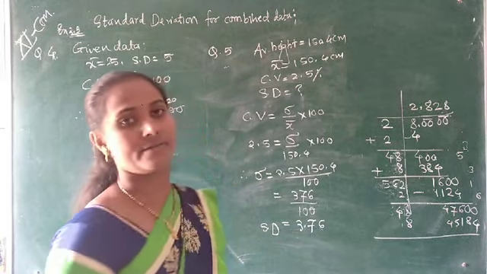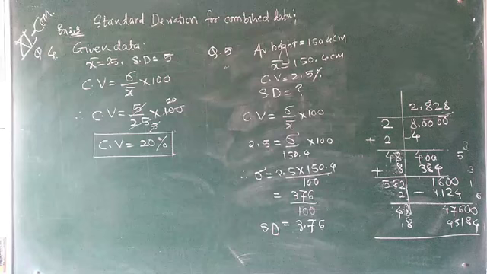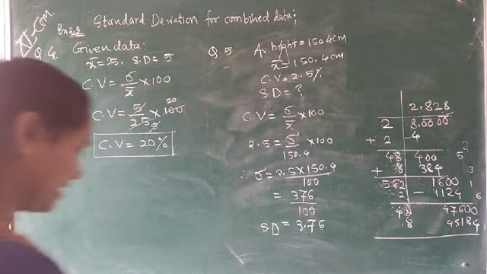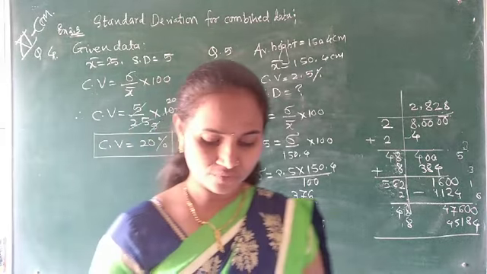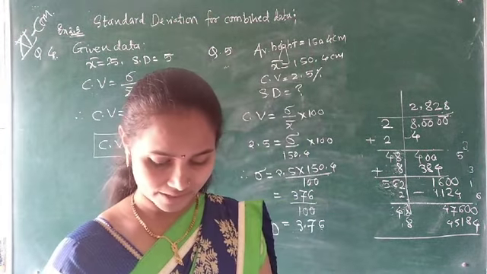Then the standard deviation is 3.76. Now see the next question, which is also a very easy question. Example number 6. Two workers on the same job show the following results: worker P and worker Q.